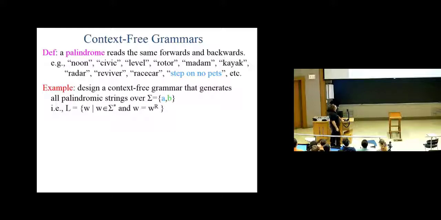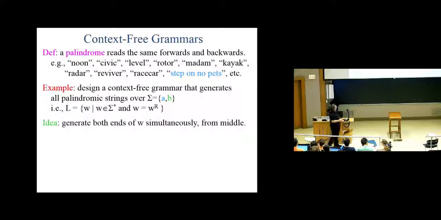And to show that, we have to come up with a grammar that generates them, right? So a palindrome is something that reads the same backwards and forwards. So w is equal to w^R, where w^R is the string w reversed, written backwards. Okay? So how would you come up with a context-free grammar that generates exactly the palindromes and no non-palindromes? The palindromes and only palindromes.